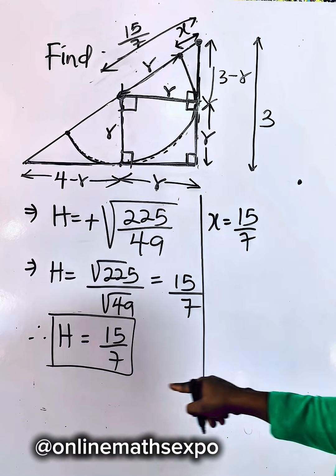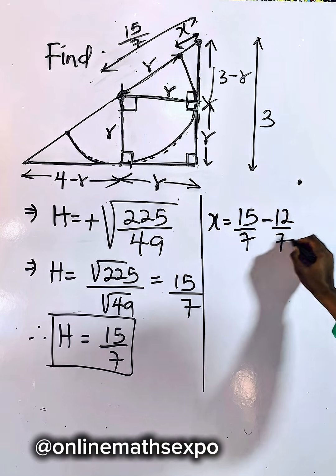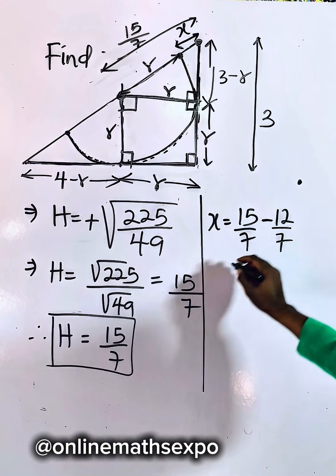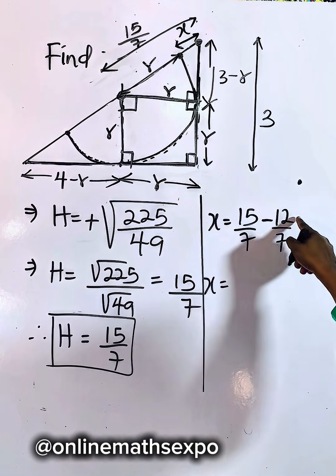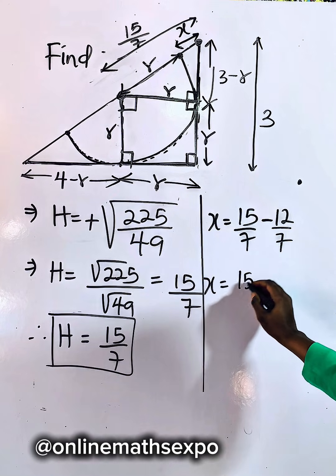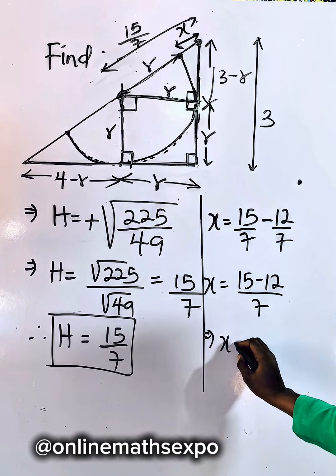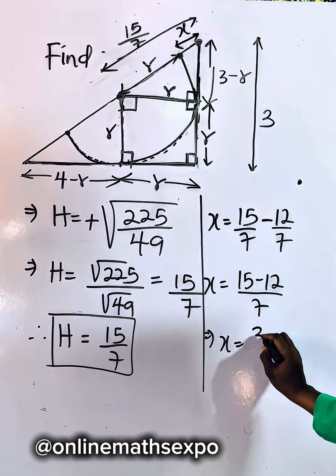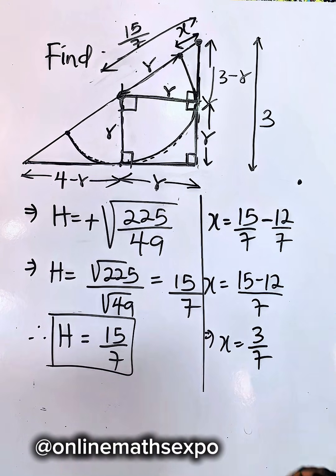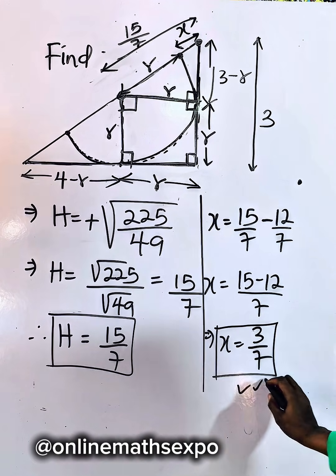And our radius, as you know, we have the radius as 12 on 7. So subtracting this, denominators are the same, so we subtract this. And that gives us 15 minus 12 on 7. So we now have x will give us, subtract this, it gives you 3 divided by 7. And this gives us the value of x.